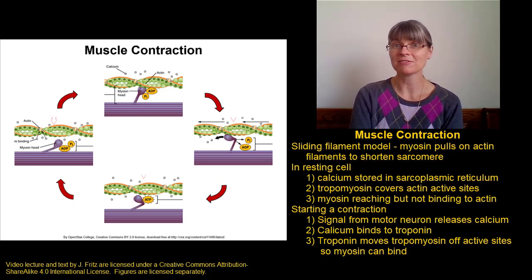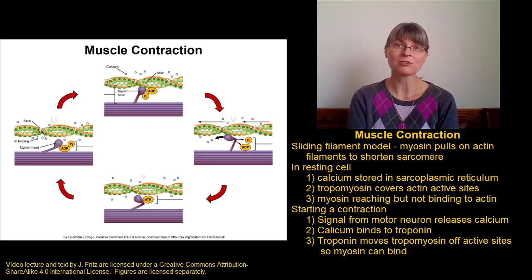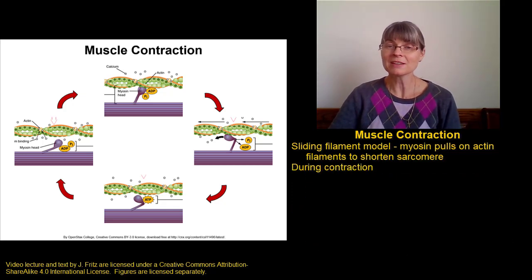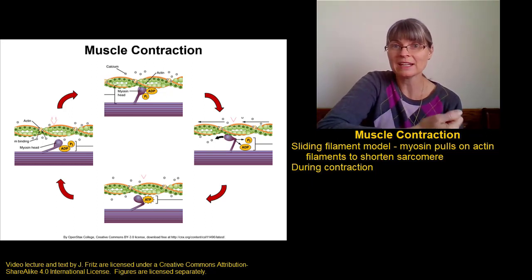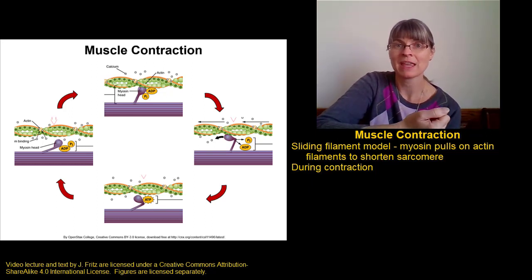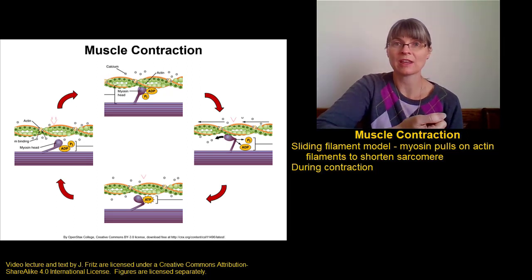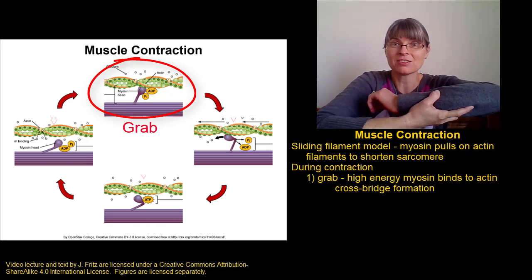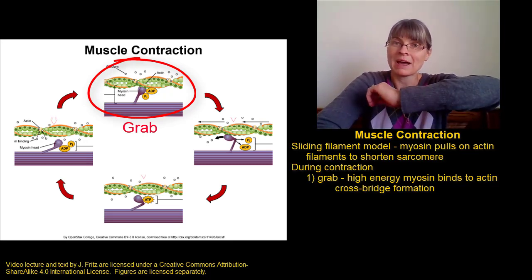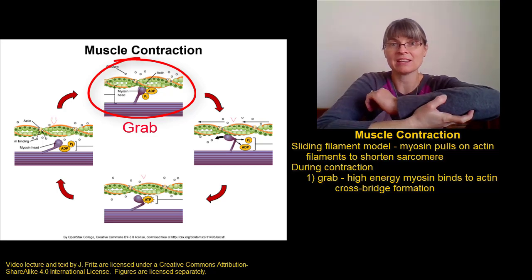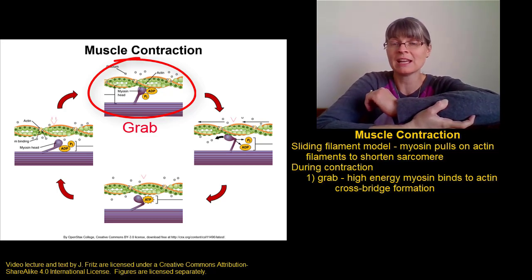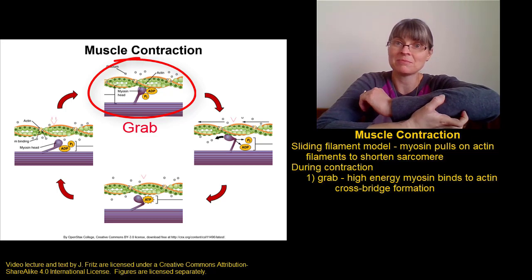In order to get the sliding filaments to slide, we have a series of 4 steps that are repeated over and over again. So remember that in our resting muscle, our myosin is reached out and ready to go. It's in a high energy state. As soon as the tropomyosin moves out of the way, our myosin is going to be able to grab onto the actin. That's the first step. I call it the grab, where the myosin binds to the active sites of actin. This is also called cross-bridge formation because we're forming a bridge between the thick filament and the thin filament when the myosin head binds to the actin.